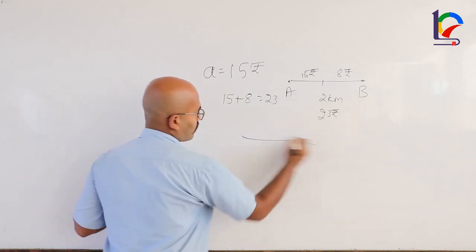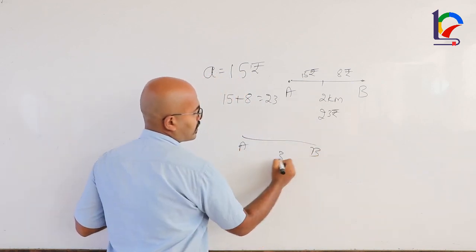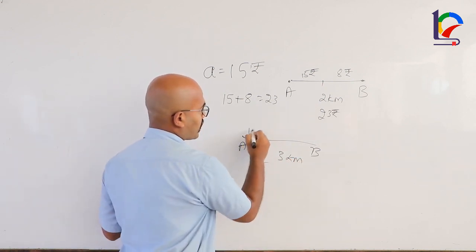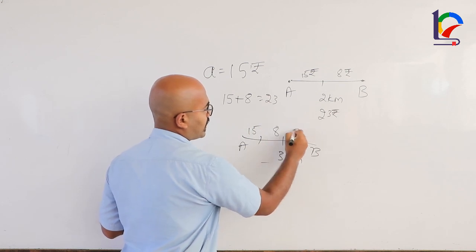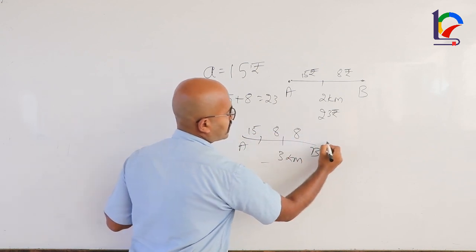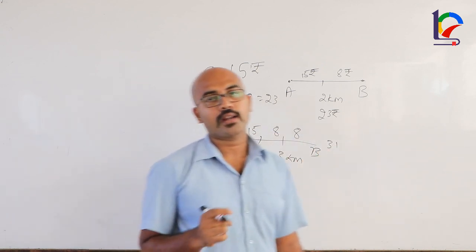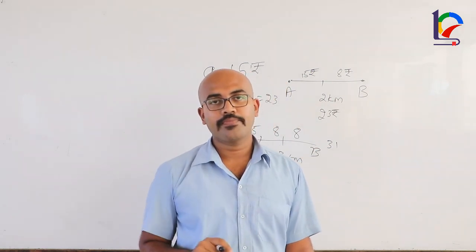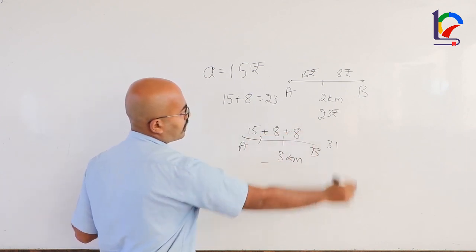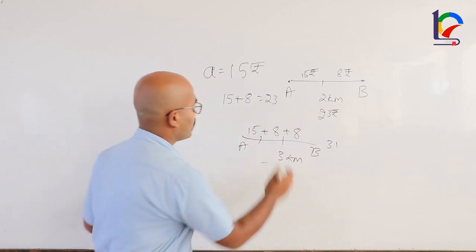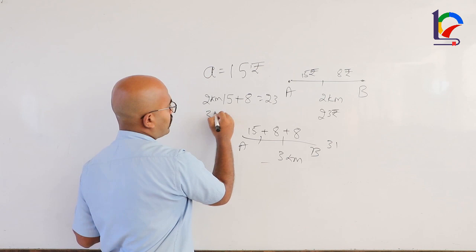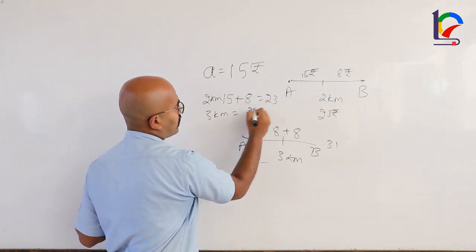So if it is at a distance of 3 kilometers, for the first kilometer you will be paying 15, the second 8 and the third 8. So totally 15 plus 8 is 23, 23 plus 8 is 31. You will be paying totally 31 rupees. How did you get that? 15 plus 8 plus 8, 31. So for 2 kilometers you will be paying 23, and for 3 kilometers you will be paying 31.